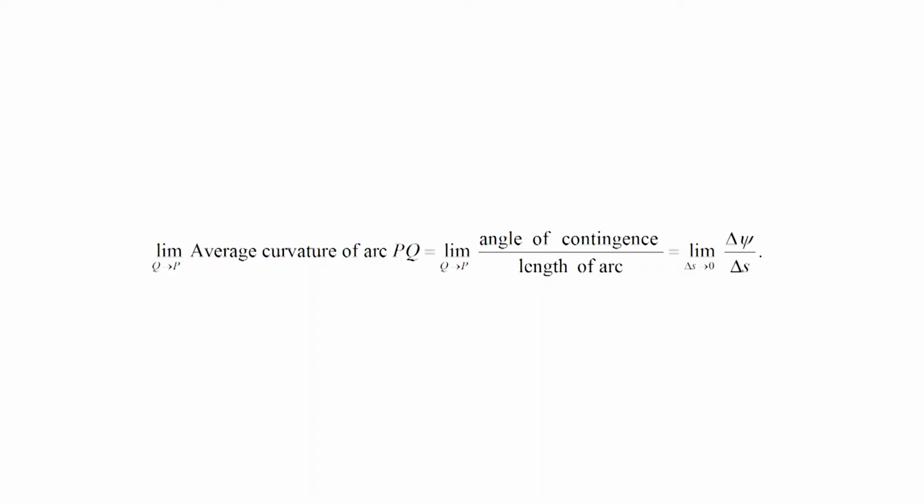Similarly, if we approach the point P along the curve by moving the point Q that lies to the left of P, we obtain the left hand limit: limit Q approaches P minus of average curvature of arc PQ, which is equal to limit Q approaches P minus of the ratio angle of contingence by length of arc, which is equal to limit delta S tends to 0 minus of the ratio delta psi by delta S.